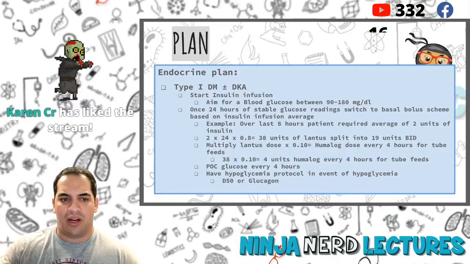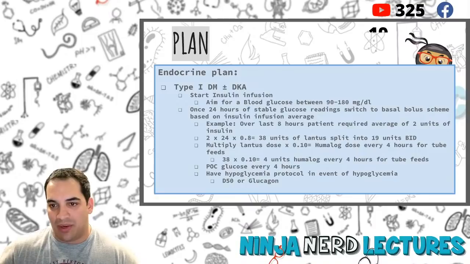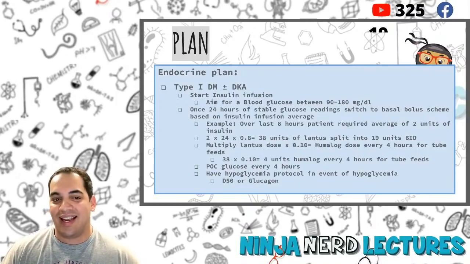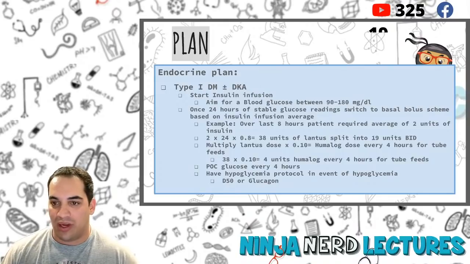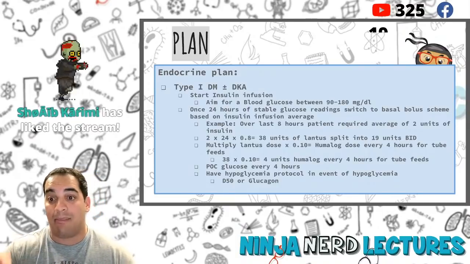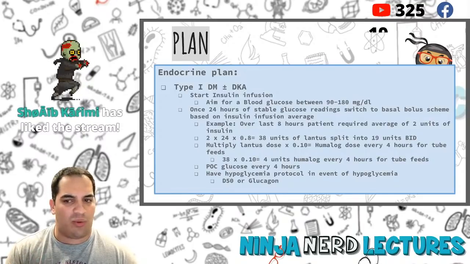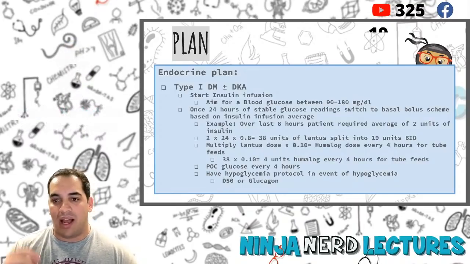Usually over a 24-hour period, if they've been pretty steady, you can take the last 8 hours and determine how many units they were getting on average. So if we were to just do this for fun, 2 units he's getting over the last 8 hours, over a 24-hour period of pretty stable sugar readings on the insulin drip. You take the 2 units that he's taking on average, multiply that by the 24-hour period, which would be 2 times 24 is 48, and multiply that by 80%.